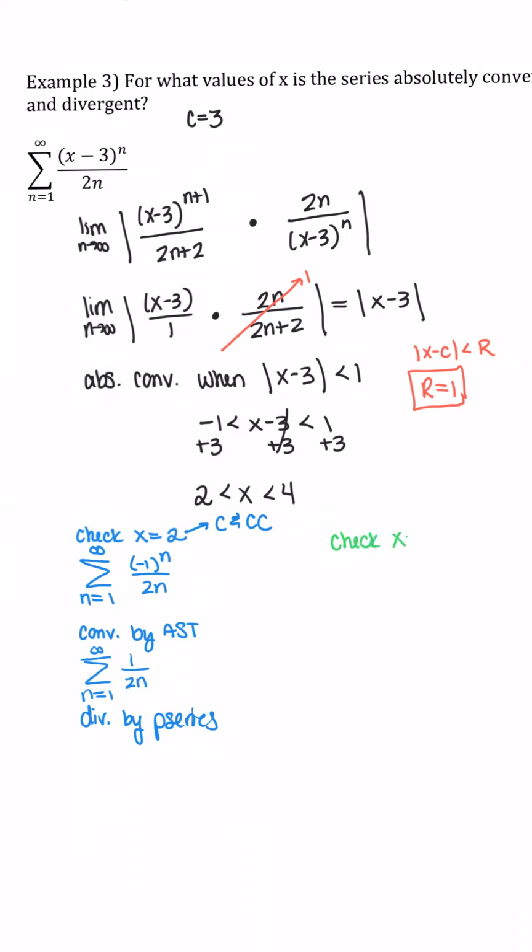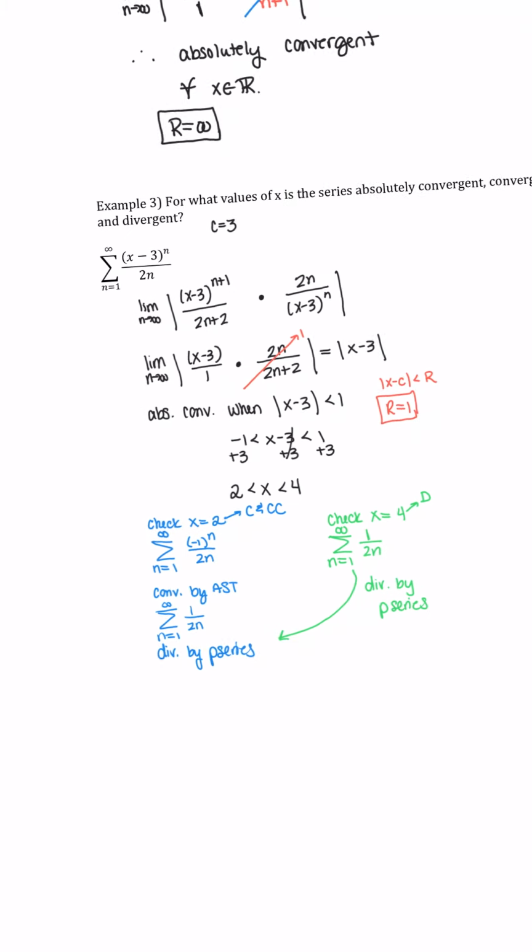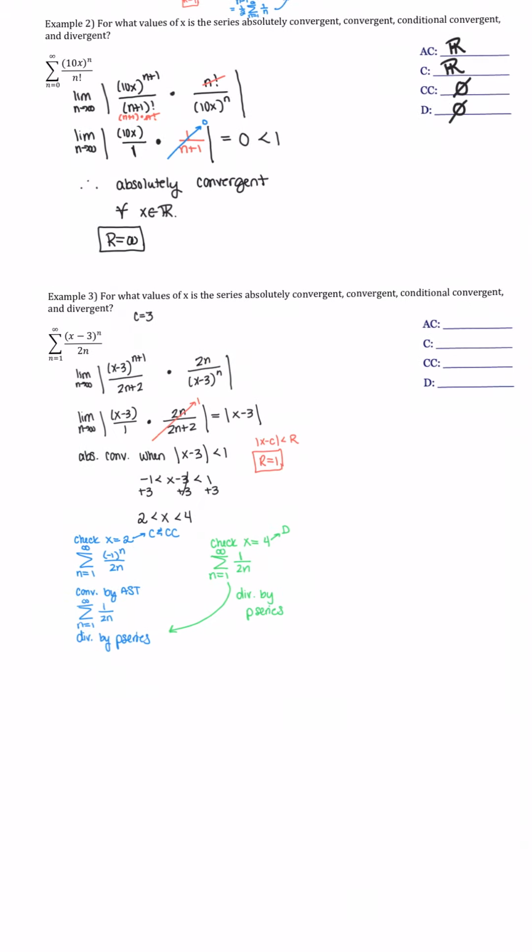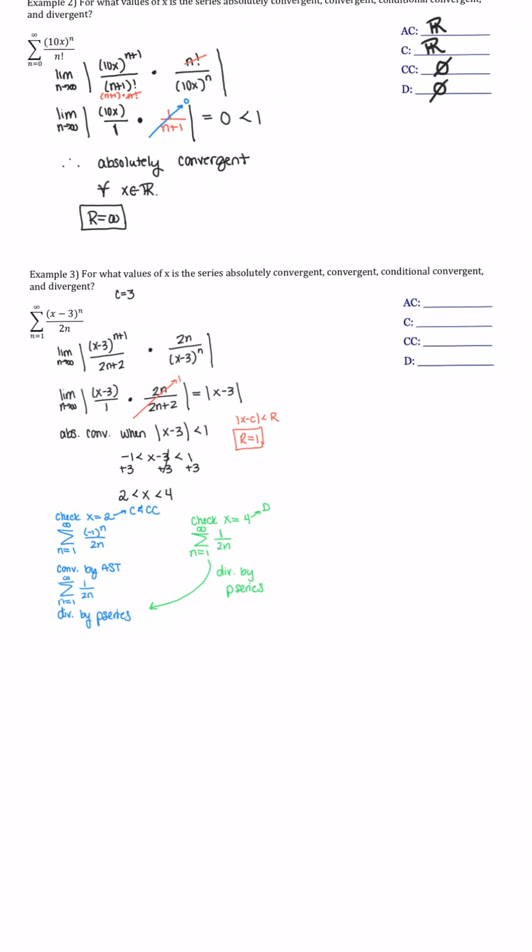Now let's check x equals 4. So here I have the sum from n equals 1 to infinity of 1 to the n, which is just going to be a 1, all over 2n. And here I've done this work already. This is going to diverge by p series. So therefore, it's just divergent here. And now we can summarize over here. So I have all my work shown.